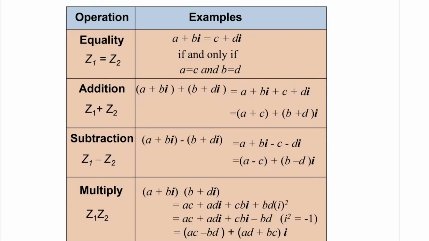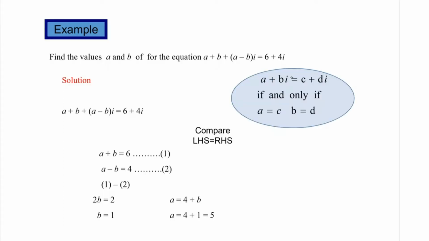When we want to simplify complex number, 4 important operations can be applied here. They are equality, addition, subtraction, and multiplication. We will discuss them by doing the following example. 2 complex numbers are said to be equal, a plus bi equal to c plus di, if and only if a equal to c, b equal to d. Example. Find the values of a and b.